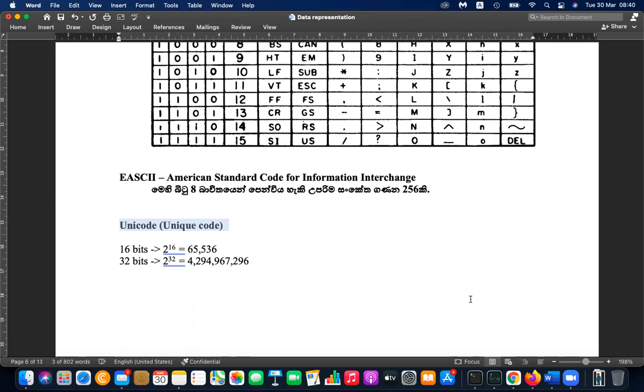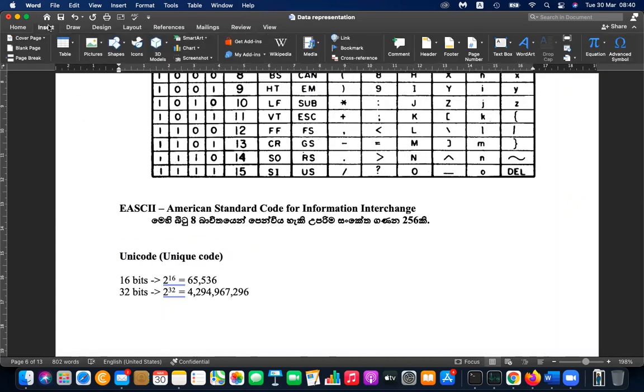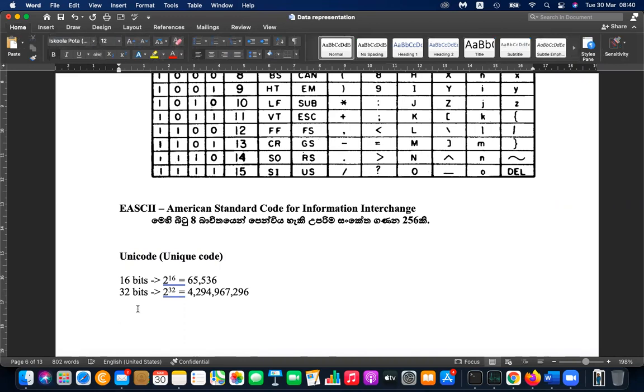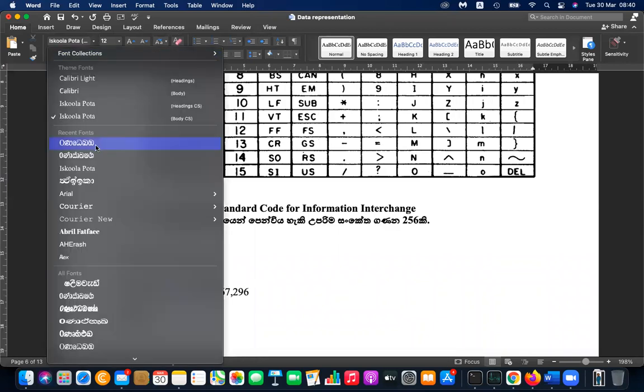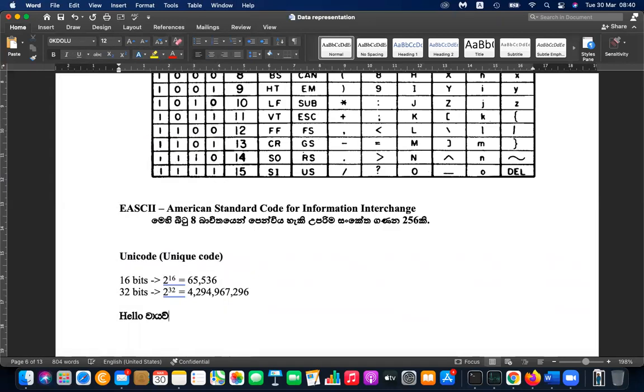If you have only one pack made for English, then what do you have to do if you want to write another language? The usual or traditional way is changing the font. If I want to write hello, you can write in any English font. And if you want to write something in Sinhala, then you have to go and change the font. Then you can write that in Sinhala.